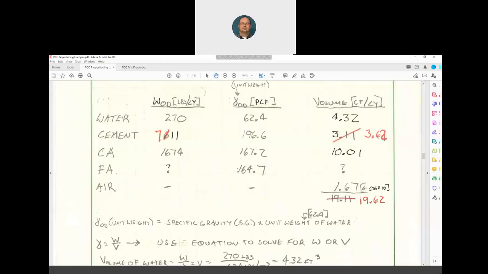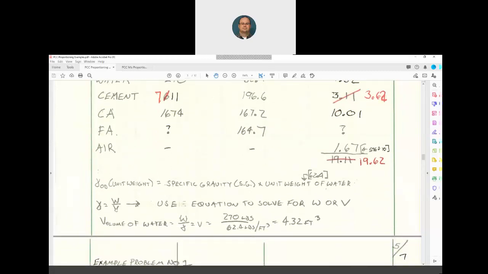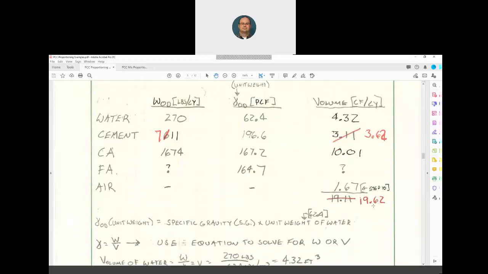Now, how do I calculate volume? Density equals weight divided by volume, so I can rearrange this equation and solve for volume: weight divided by density. I get 4.32 cubic feet per cubic yard of water. Same thing here, I get 3.62 cubic feet per cubic yard for cement. Coarse aggregate, 10.01. And from step 10, I calculate 1.67 cubic feet of air. If I add these up, I get 19.62 cubic feet.